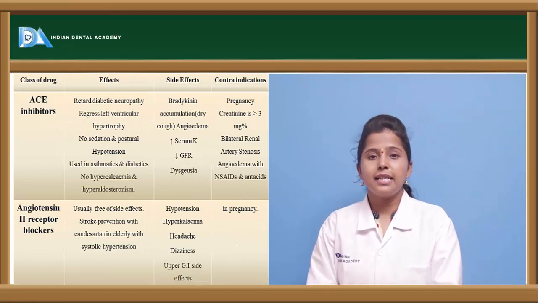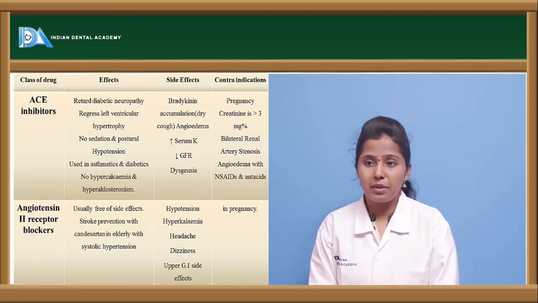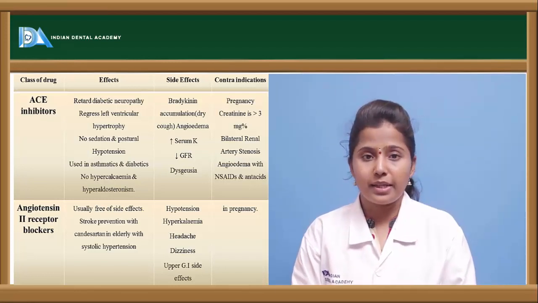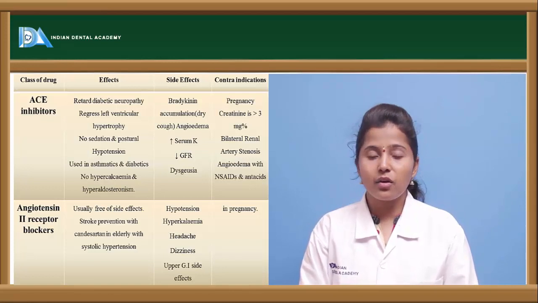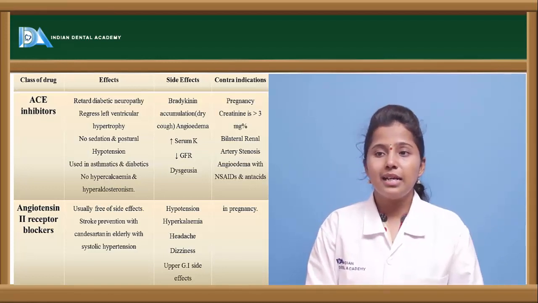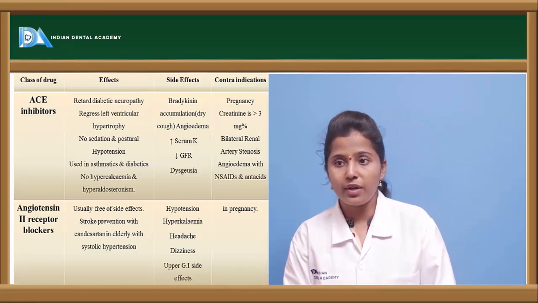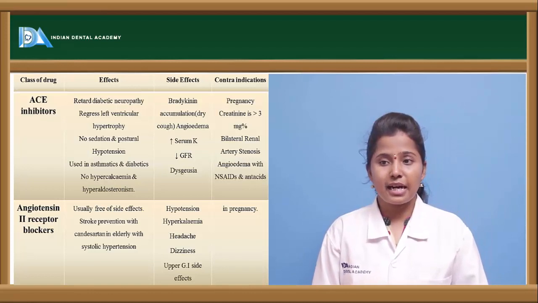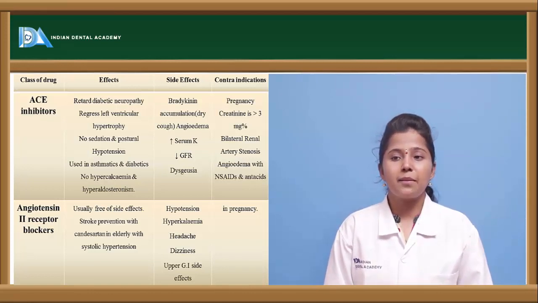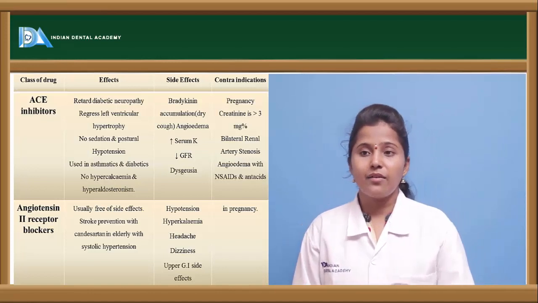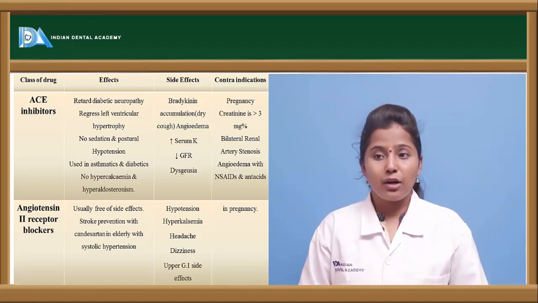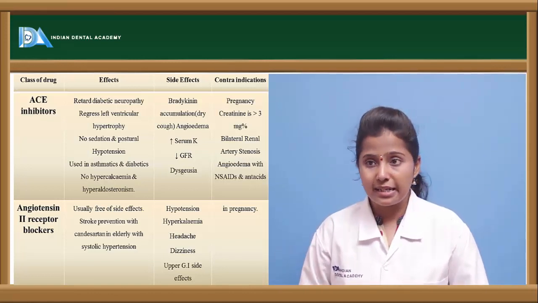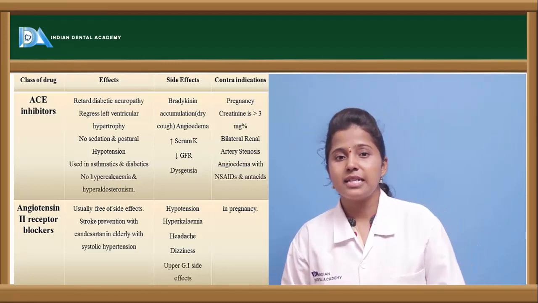Next, ACE inhibitors, angiotensin converting enzyme inhibitors. So these show the effects of retarding diabetic neuropathy. So diabetic neuropathy will be retarded or decreased, and they regress left ventricular hypertrophy, with no sedation and postural hypotension, used in asthmatics and diabetics, and no hyperkalemia and hyperaldosteronism will be seen. If ACE inhibitors are given, aldosteronism or hyperkalemia, which are the main causes of raised blood pressure, cannot be seen as the effect.